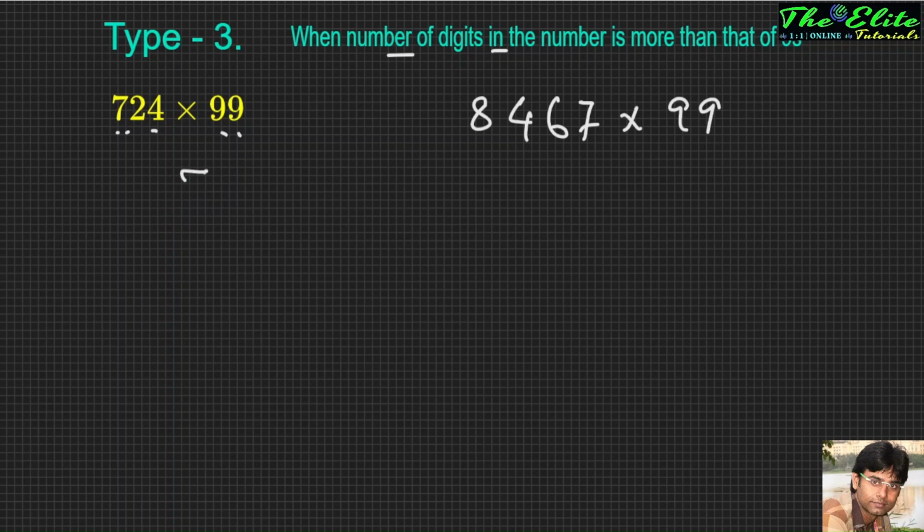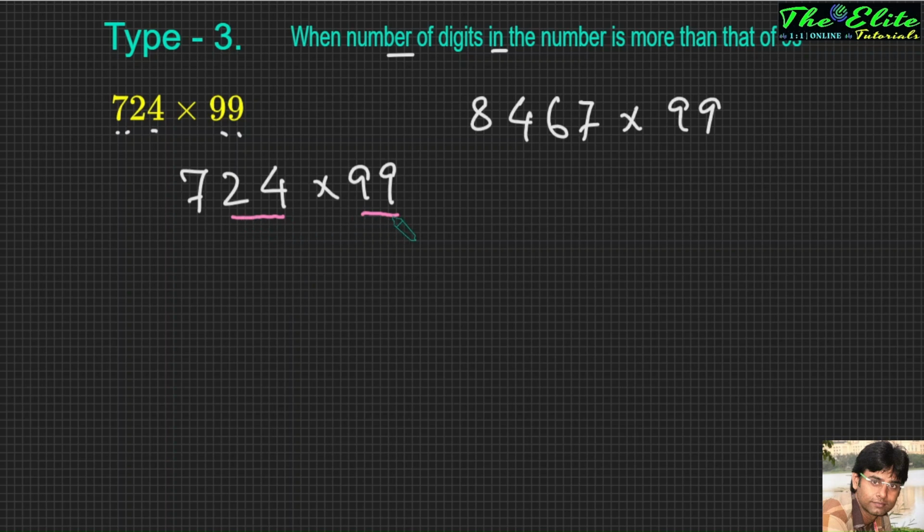What we are going to do is, see, the question is 724 multiplied by 99. Okay, how many 9s are there? 2 9s are there. So you will mark from the right side of the number the same number of digits. So 4 and 2 will be marked.